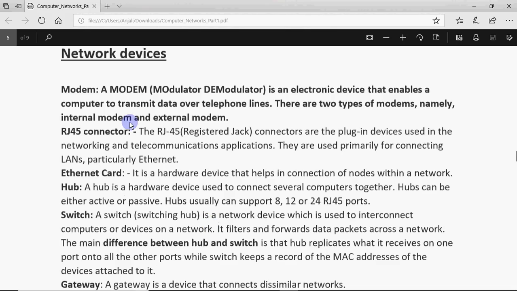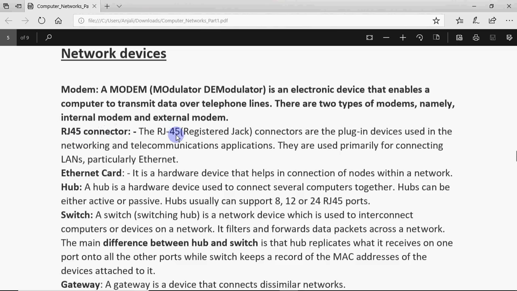So conversion from digital to analog is modulation, and conversion from analog to digital is demodulation. Thus, the device is called modulator, demodulator, that is modem. Okay. Then it could be asked, what is RJ45 connector?